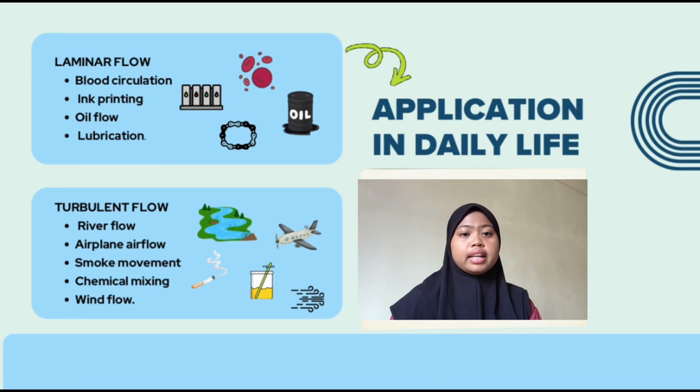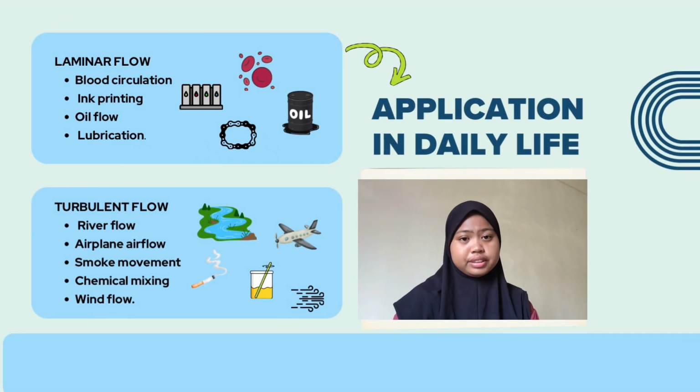Now, for turbulent flow, this type is found in many natural and industrial situations. For example, river flow and aeroplane airflow are both turbulent. Smoke movement, chemical mixing, and wind flow are also examples. Turbulent flow helps in better mixing, heat transfer, and ventilation, which are important in real-life applications. Both laminar and turbulent flow are useful depending on the situation. Laminar flow gives stability and control, while turbulent flow helps in mixing and spreading energy.